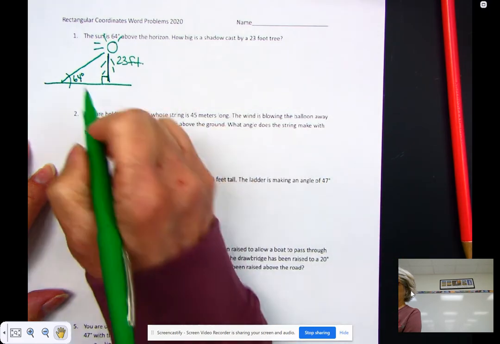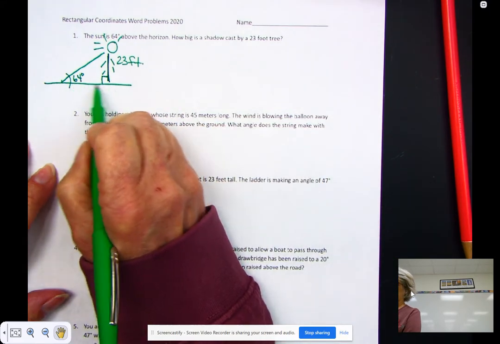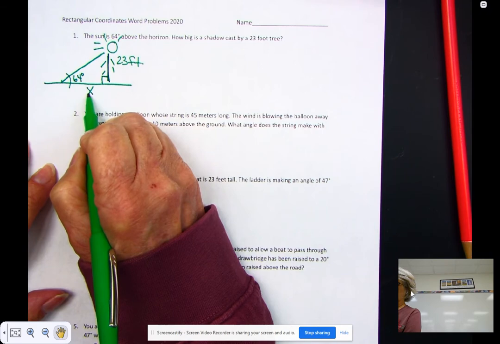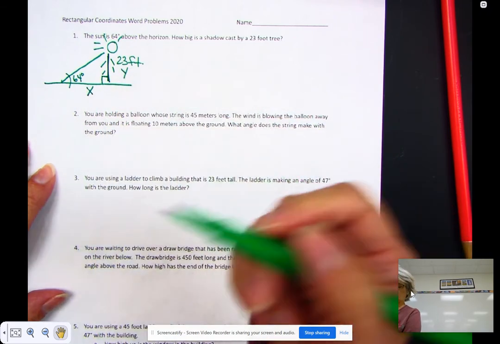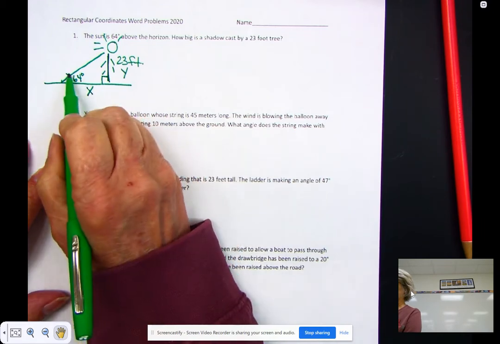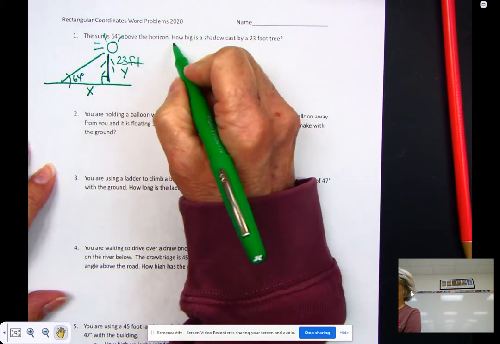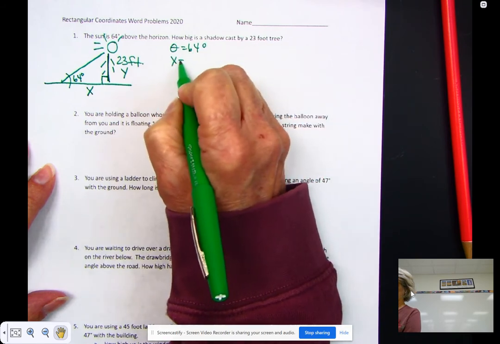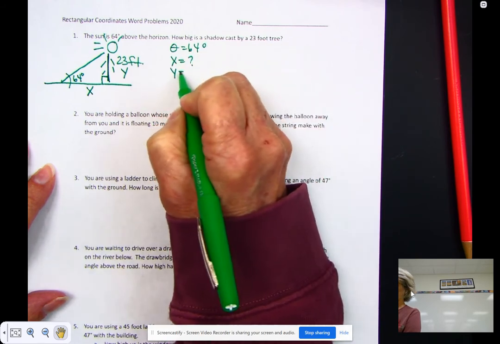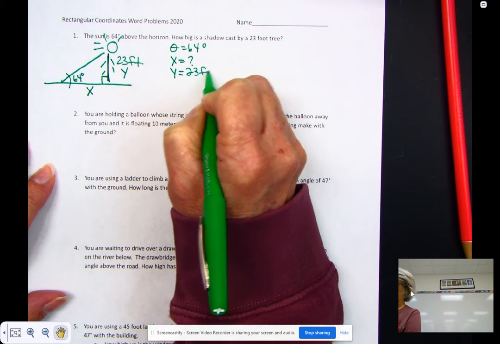So I am being asked to solve for this side of the triangle, and that's going to be the x side when I think about the trig that I'm working with. This is my angle, or my theta. So theta is equal to 64 degrees. X is what I'm trying to find. Y I have, it's 23 feet.